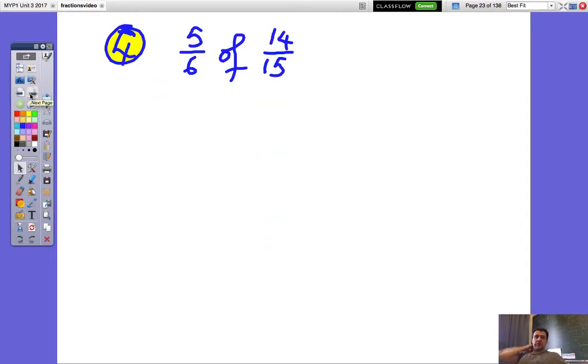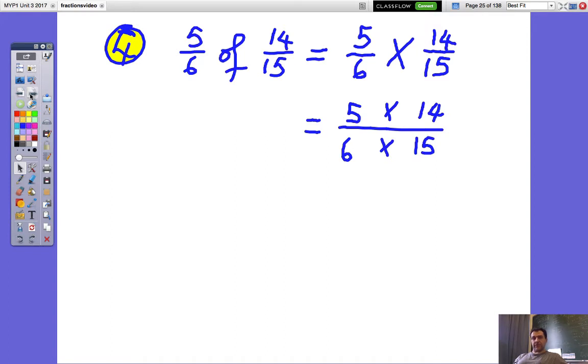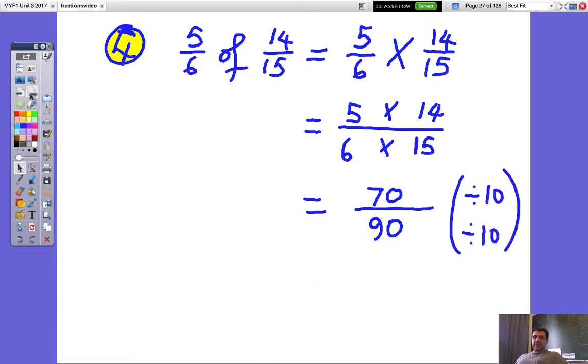Question 4, 5/6 of 14/15. Well, again, "of" means times, so that's 5/6 times 14/15. So you do top times top, 5 times 14 over bottom times bottom, 6 times 15, and you get 70/90. That can be simplified because you can divide top and bottom by 10. So you're dividing by 10/10 to get 7/9.